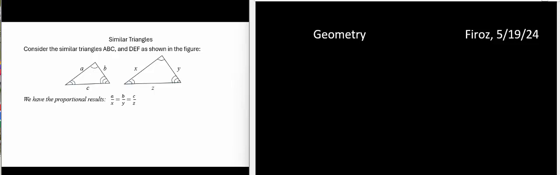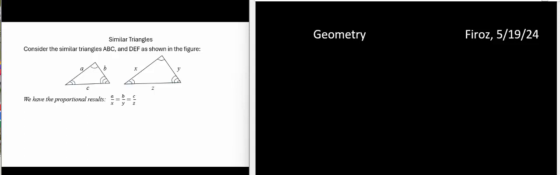Now we'll be discussing the similar triangle concept. We have two triangles here. The measures are a, b, c for the left side triangle, and for the right side triangle we have measurements x, y, and z. And as you see at the top, the corresponding angles are equal. So that's why these two triangles, though different shapes, are called similar.